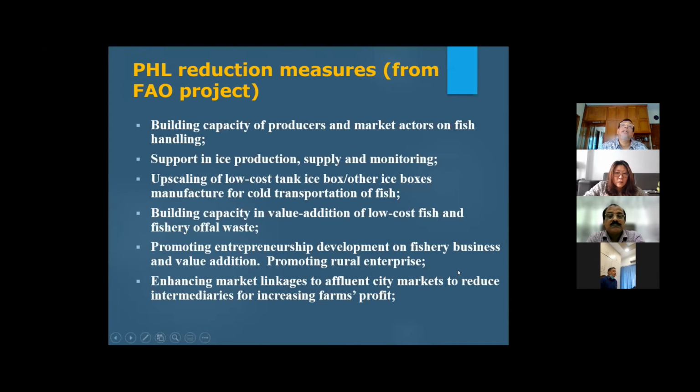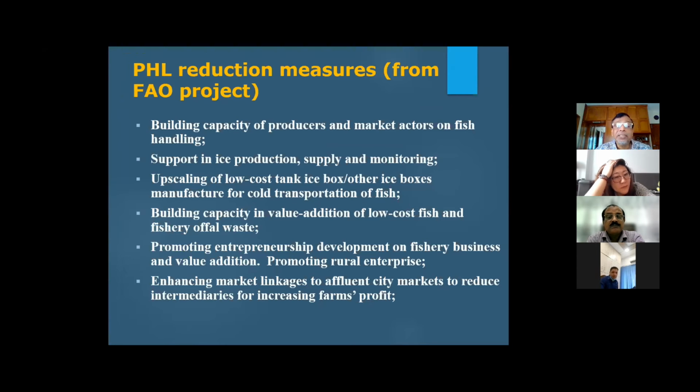Through our experiences in our pilot project, the technical cooperation project of the DOF and FAO, we have some lessons learned. We need to build capacity of producers and market actors on fish handling. We need to support ice production, supply and monitoring. We need to upscale low-cost tank ice boxes and other ice boxes manufactured for cold transportation of fish.